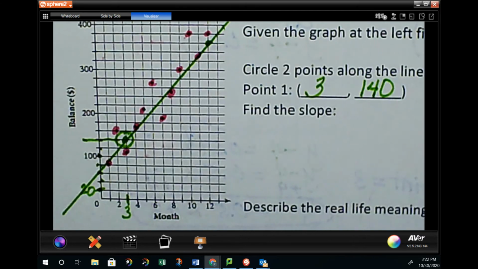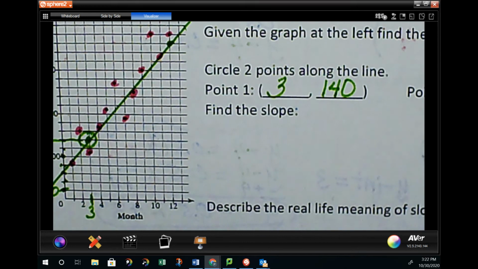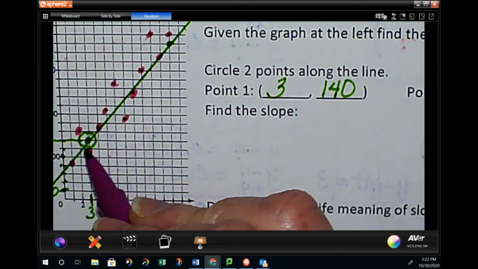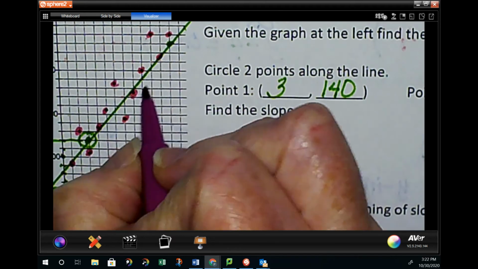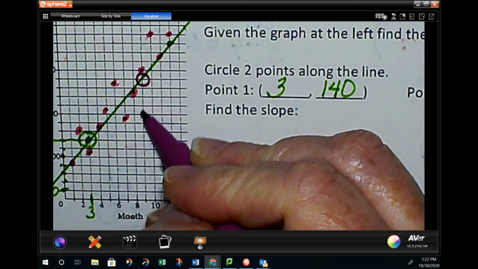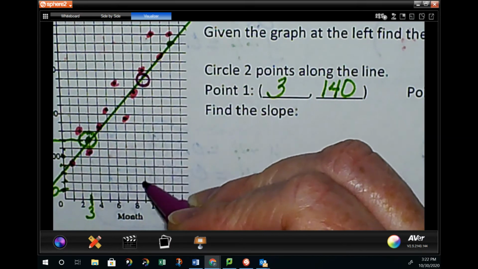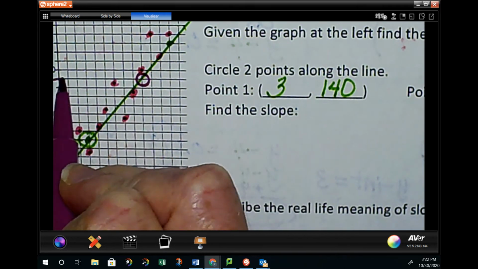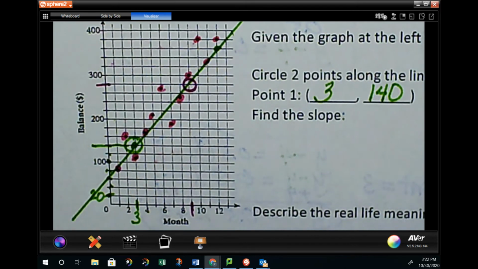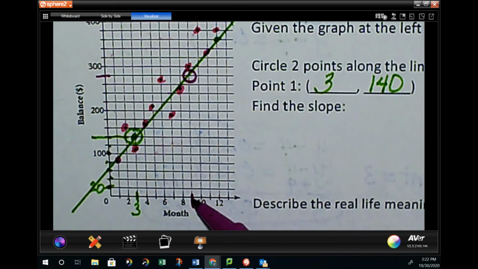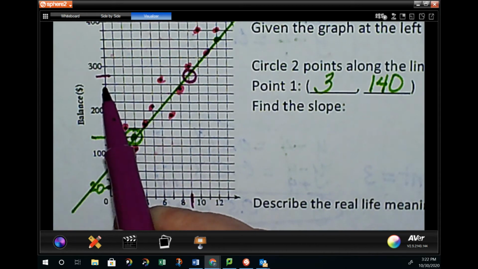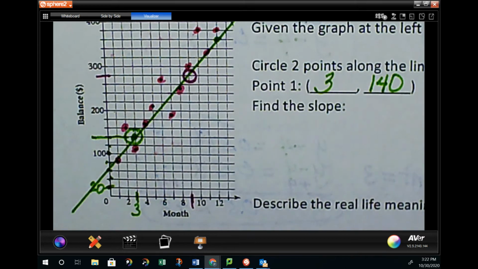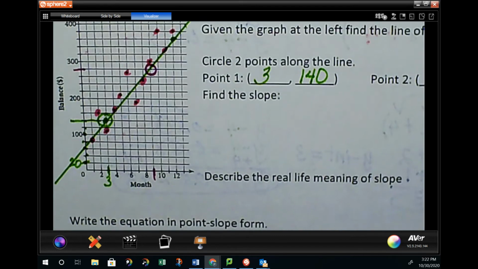That's point 1. So then I have another point along my line. If I look at my other point, just any point along that green line, this one is pretty good. So I go down, and this looks to be about 9. And then I go over here, and we're still counting by 20s: 200, 220, 240, 260, 280. So 280.